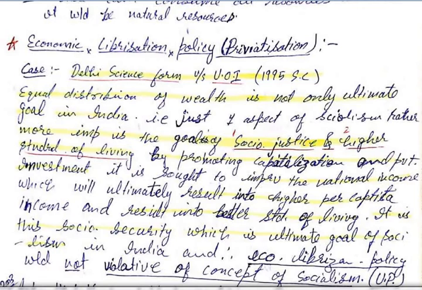Because one dimension of socialism is equal distribution of wealth, 39B and C, and economic liberalization results into the privatization, that is, more of private investment, private money, private entrepreneurs rising up. Then will not that result into concentration of wealth with some private individuals? Those who go into business will have a concentration of wealth.